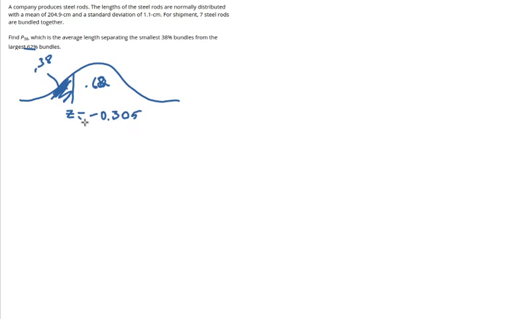Now we need to convert this into an average length. So the conversion formula looks like this. Take the z-score you have, multiply it times the standard deviation, and add the mean. However, we need to use the central limit theorem because we're talking about the average of a sample size. So we're really calculating an x bar, and that means we need the standard deviation for x bar and the mean for x bar.